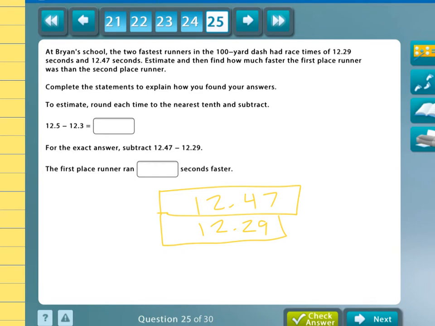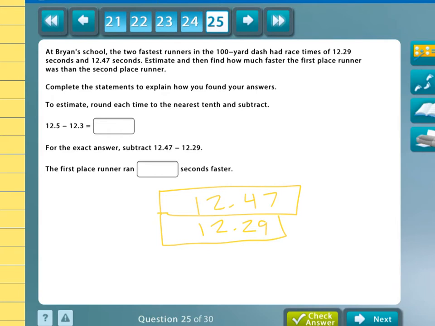Alright, looking at this word problem, let's unpack it. Brian's school's 2 fastest runners in the 100-yard dash had a race time of 12.29 seconds and 12.47 seconds. Remember, the faster time is the time that's less. Estimate and then find how much faster they are.